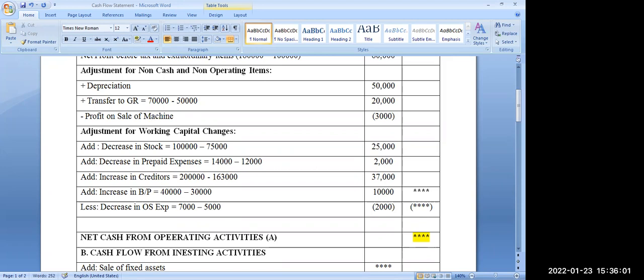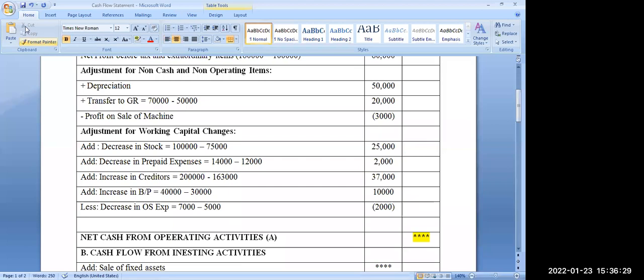Anything else for adjustment? Outstanding expense, have you taken? Yes, outstanding expense you have taken. Bills payable you have taken. Just look at the balance sheet. Check whether all the current items, current liabilities and current assets, have been taken or not, except the cash and bank balance. Cash and bank balance will not come here.